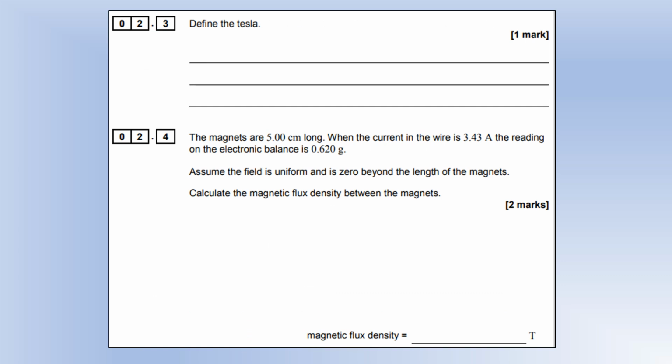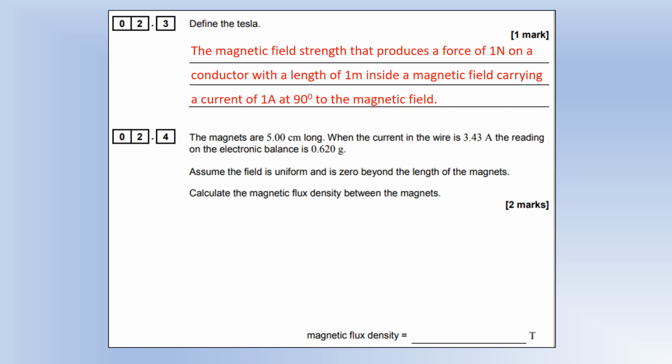Define the Tesla. So this is the magnetic field strength that produces a force of 1 Newton on a conductor with a length of 1 meter inside a magnetic field, carrying a current of 1 amp at 90 degrees to the field. That's what a Tesla is.